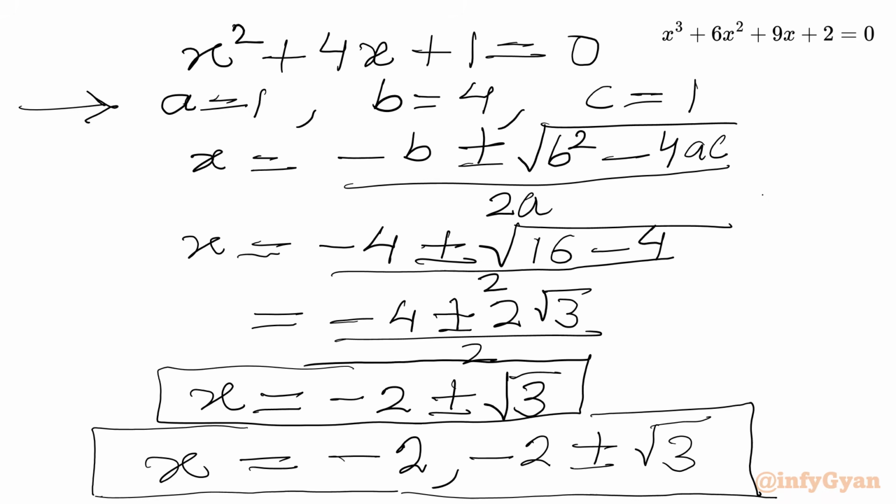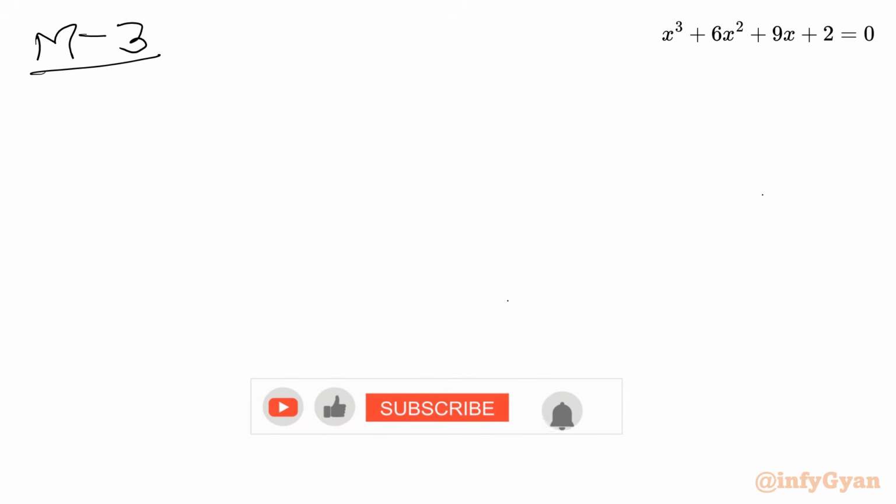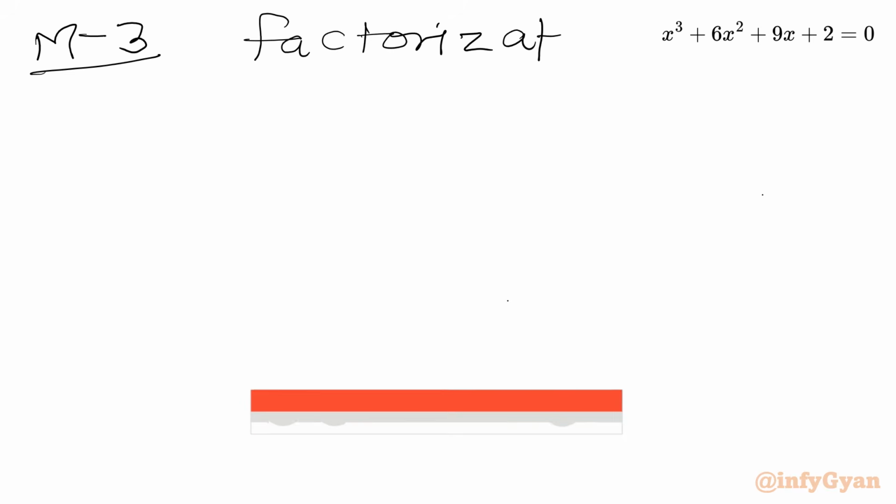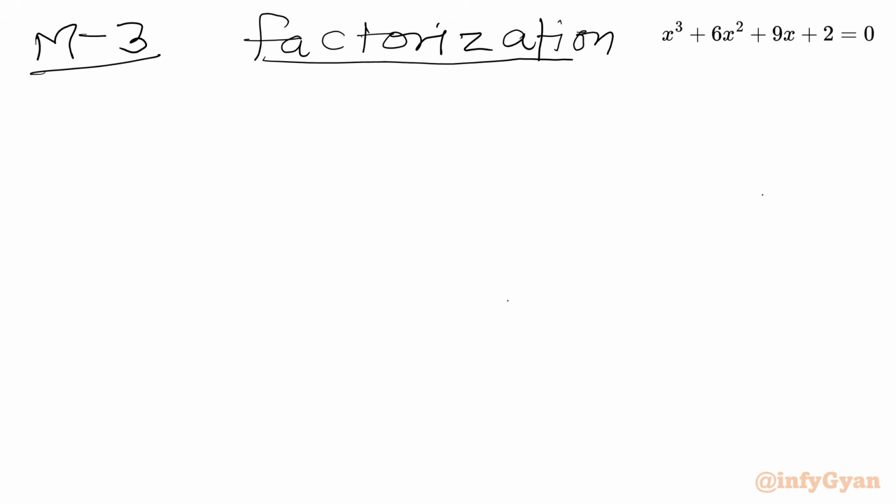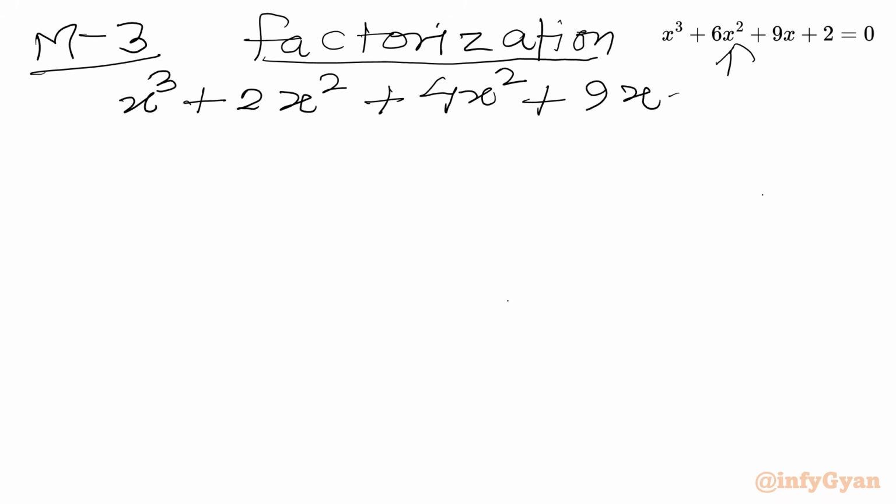Now we have method 3. By this method we can use factorization. So I am going to split 6x square. 6x square can be written as 2x square plus 4x square. So we have x cube plus 2x square plus 4x square. Overall it is 6x square plus 9x plus 2 equal to 0.